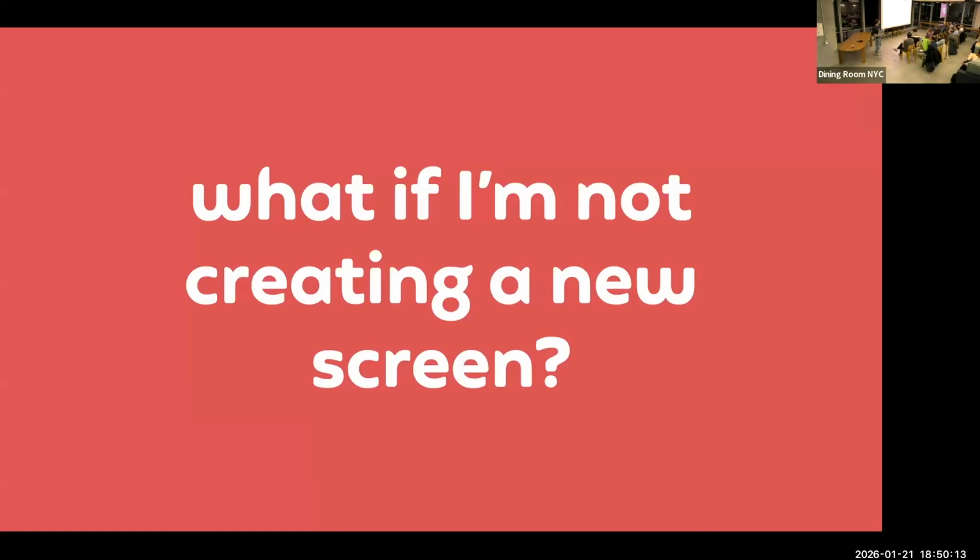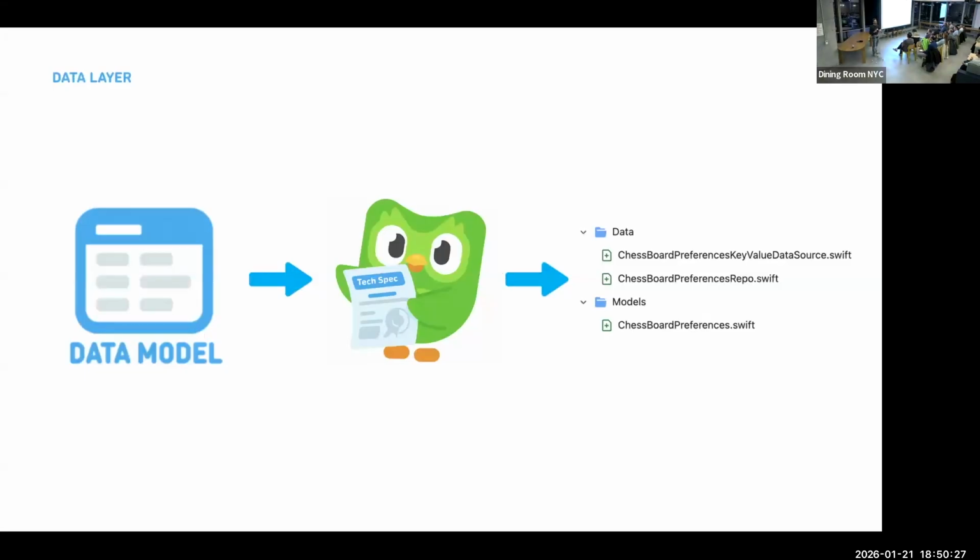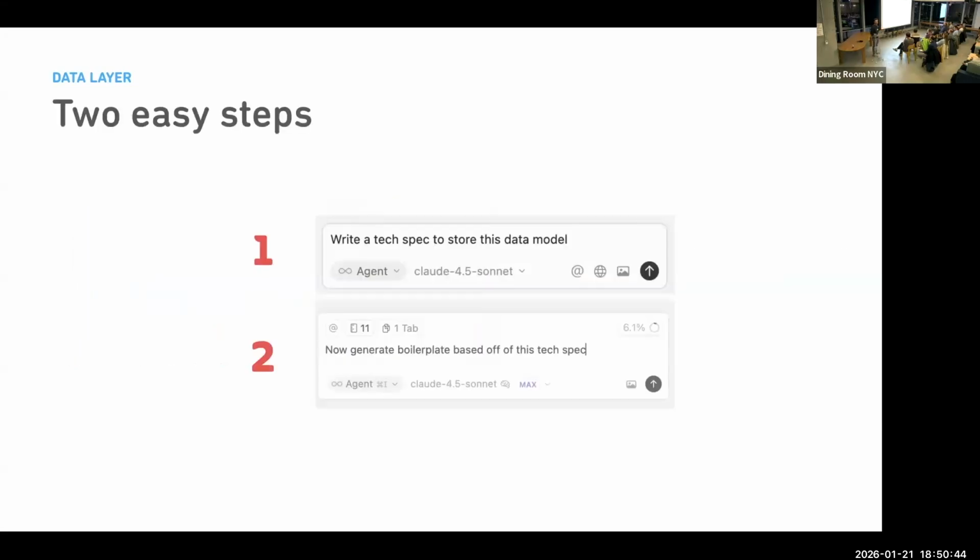And all right, so a question that we get a lot from product engineers is, what if I'm not creating a full new screen? Because this is not that common of a flow. And we're still working on building out these other flows, but from a high level, if you can formulate what you're trying to do into that tech spec format, you can then use these tools. So another example is going from a data model to the storage layer. So say you have, I don't know, user preferences struct, and you want to add storage for it. What you do is you just say, write me a tech spec to store this data model. It will generate that tech spec that I showed you earlier. And then you say, now generate boilerplate based off this tech spec.